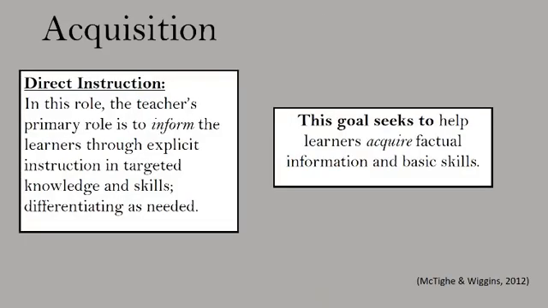So with acquisition, our goal here is to help them acquire factual information, right? This is usually done through direct instruction. This is where most of us have what I like to call our bread and butter instructional strategy, right? Lecture for most of us is where we like to hang out because it's easy to get up and talk about what you know about, right? And that's what we like to do.